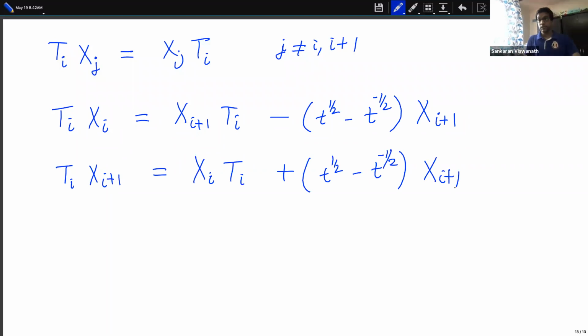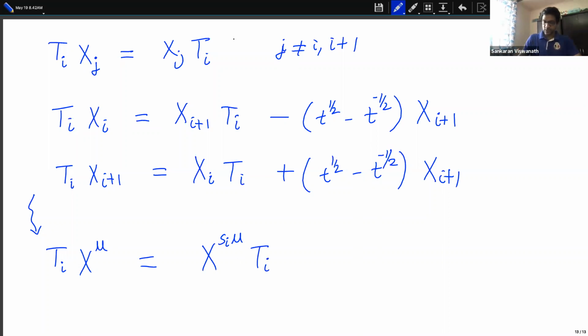Okay, so these are the relations which tell you how the t's and the x's interact. Now, all of this is encapsulated by a more general formula, where you can also say how t_i interacts with the general x^mu, and the thing there is that it's x^{s_i mu} t_i.